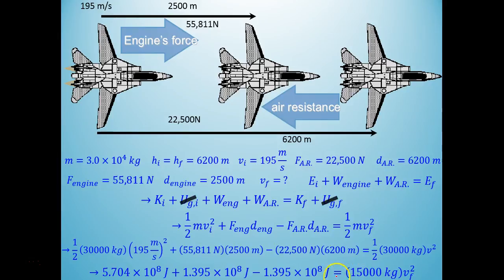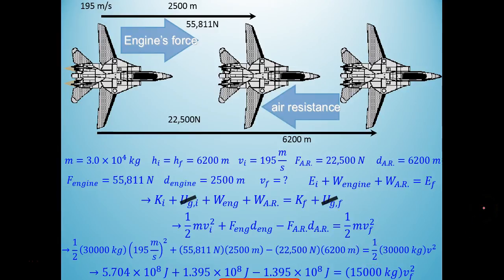So we have that, and we solve for the final velocity. Notice I've already taken my 1/2 of 30,000 kilograms, and I get 15,000 kilograms. Now, it should be no surprise that your final velocity in this case ends up being 195 meters per second. And that was because the force of air resistance turned out to exactly cancel the force from the engines. That won't always happen. In general, the answer at the end is going to be different.